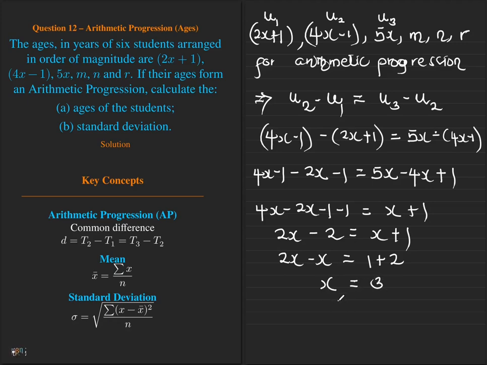Now, if x is equal to 3, we need to find all these terms. We now use the general formula of an arithmetic progression. So we say un is equal to a, the first term, plus n minus 1 times d, where n is the term we want. Hence, let's look for our a. A is simply the first term.